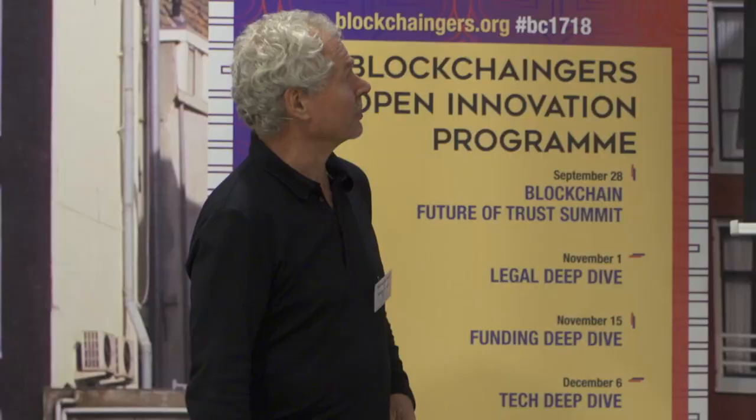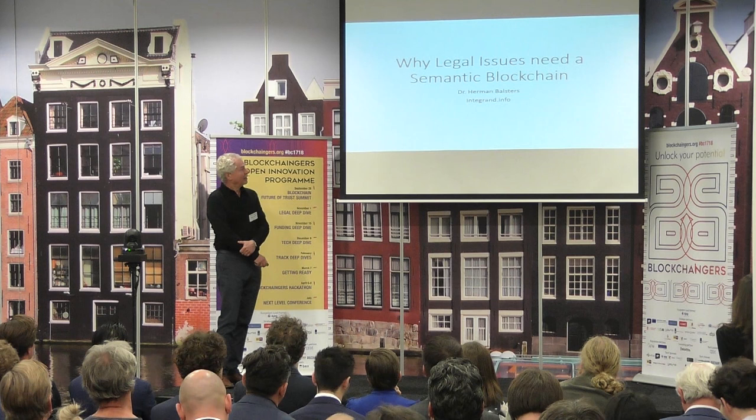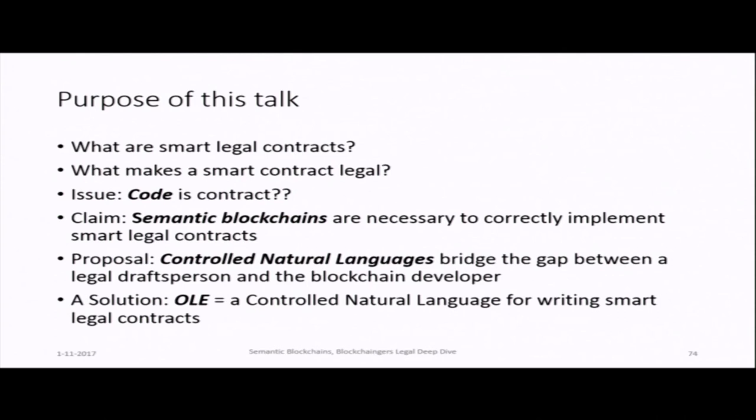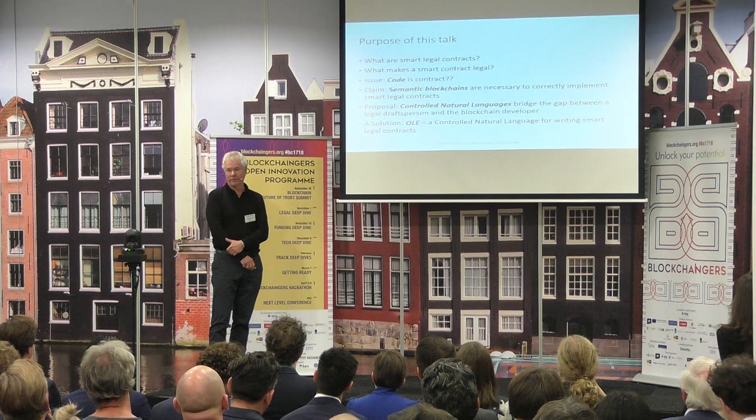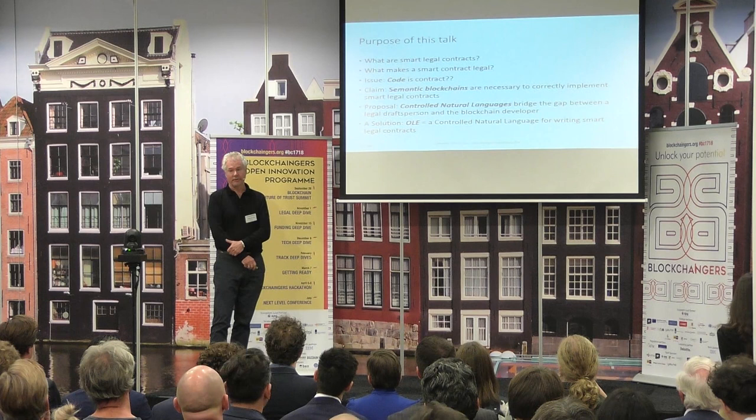Okay, thank you, Rutger. The title of my talk is Why Legal Issues Need a Semantic Blockchain. What I want to talk about are some notions, some concepts. What are smart contracts and what are smart legal contracts? And what makes a smart contract legal? There's an important issue, and that is the issue of code as a contract. I want to make a claim that the notion of a so-called semantic blockchain is necessary in order to come up with correct blockchain solutions, especially in the legal context. And I also want to make a proposal.